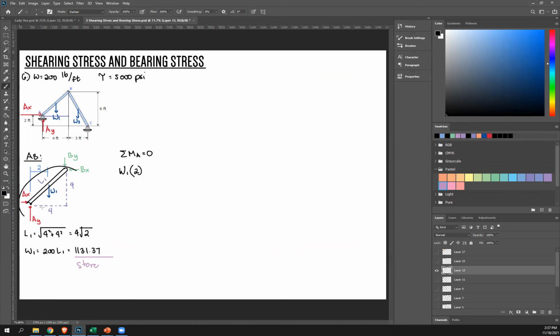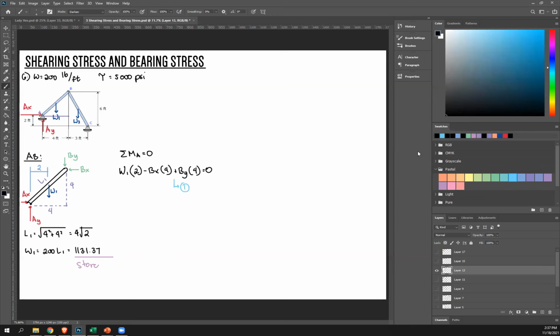Next, BX. Rotate BX about A, that's counterclockwise, negative BX. Perpendicular distance is this, which is 4. So times 4. Next, BY. Rotate, that's clockwise, so positive BY. Perpendicular distance is this, which is 4. There's no other force, so equate to 0. W1, I know, it's this. BX, BY, I don't know. So there's two unknowns there. Nothing to solve, so I'll just call this equation number 1.